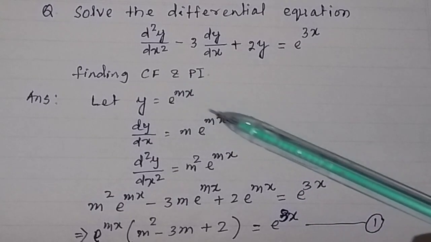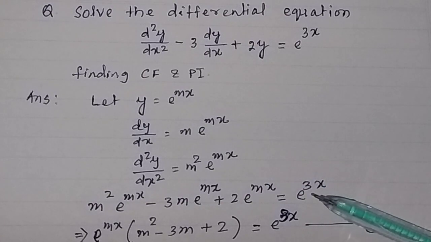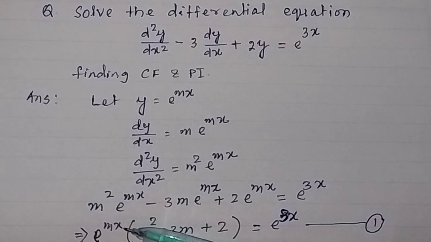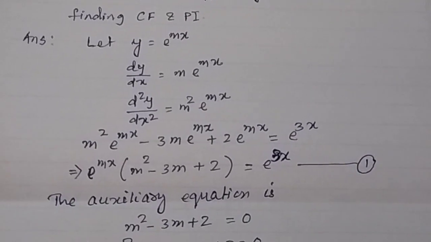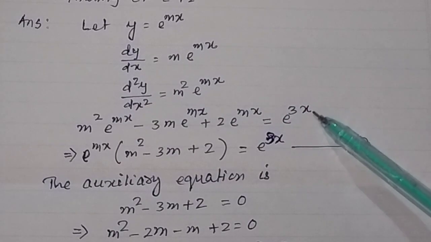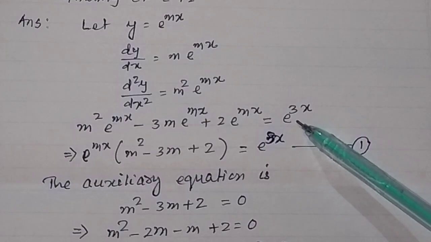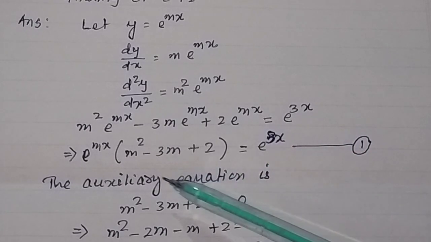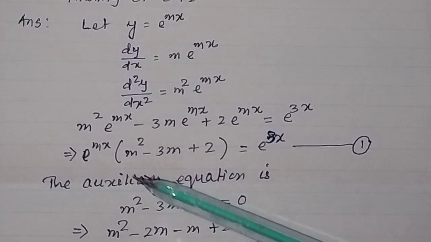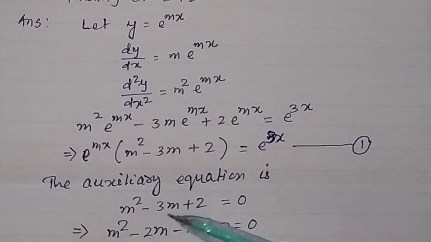To find the complementary function, you have to find the auxiliary equation. So making it 0, if you take e to the power mx common, in the bracket you have m square minus 3m plus 2, that is equal to 0. Because in the inhomogeneous equation you will have e to the power 3x, but if it is homogeneous, then it will be equal to 0. Since e to the power mx is the solution, it will not be equal to 0. So this part will be equal to 0, so m square minus 3m plus 2 is equal to 0.